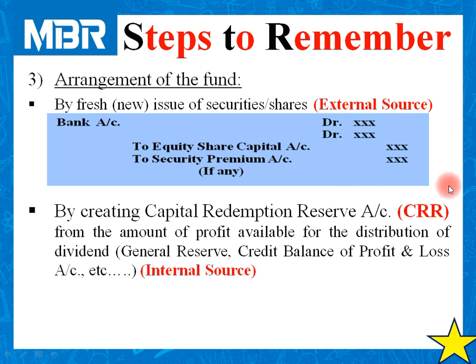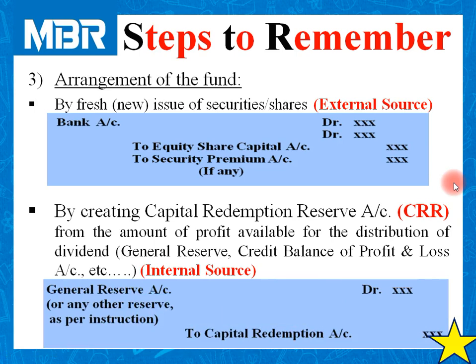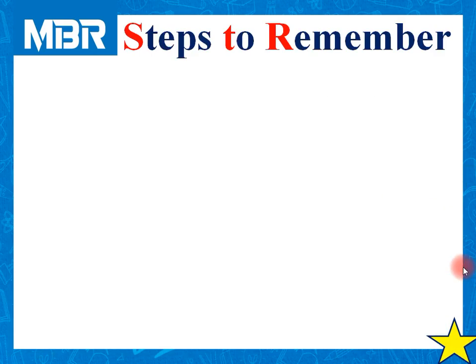RPS capital account debited 5 lakhs rupees. RPS redemption premium account debited 60,000 rupees. To RPS holders account 5,60,000. It means the total amount payable to RPS holders is 5,60,000. Step number 2 comes to an end with this.